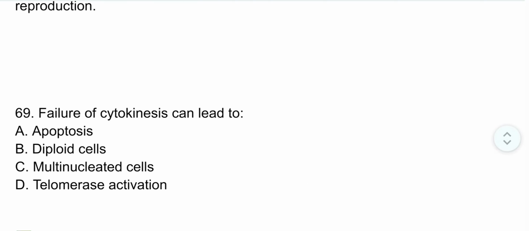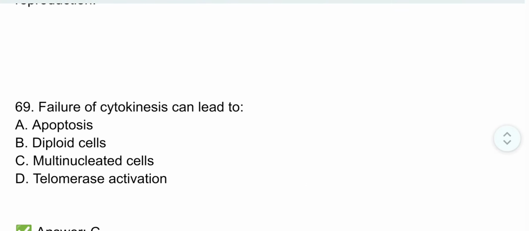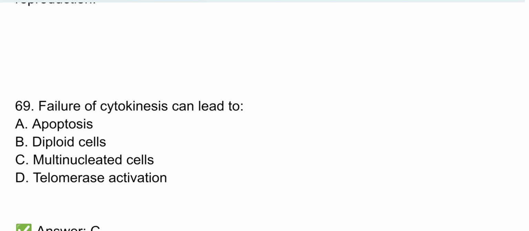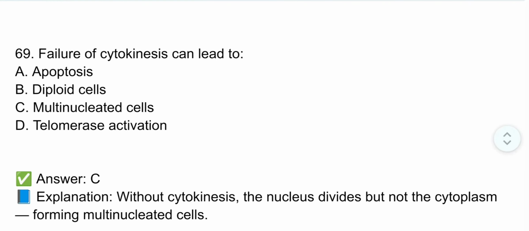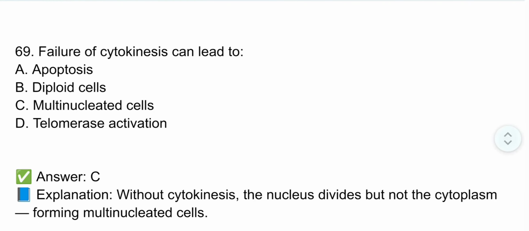Question number 69. Failure of cytokinesis can lead to? The correct option is option C, multinucleate cells. Without cytokinesis, the nucleus divides but not the cytoplasm, forming multinucleate cells.